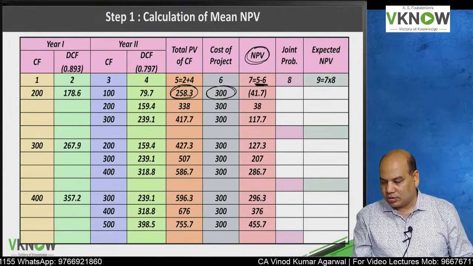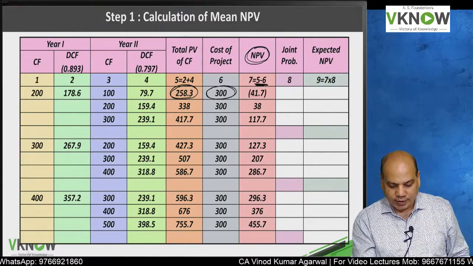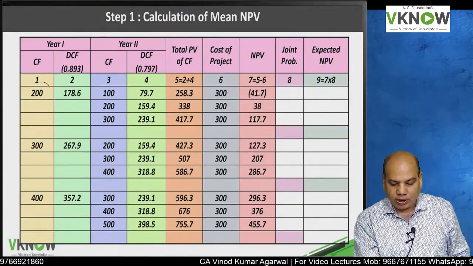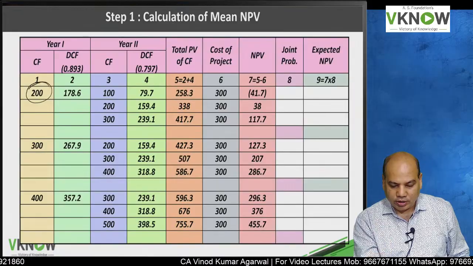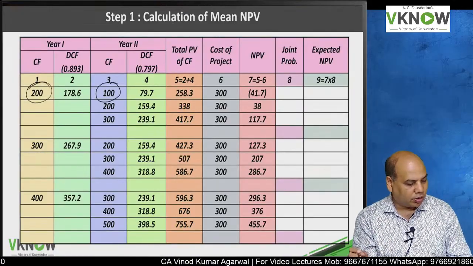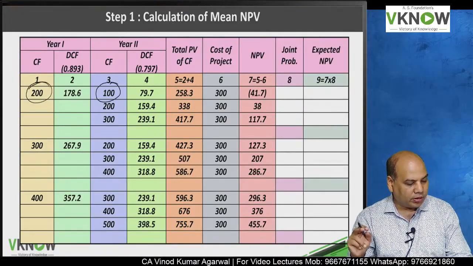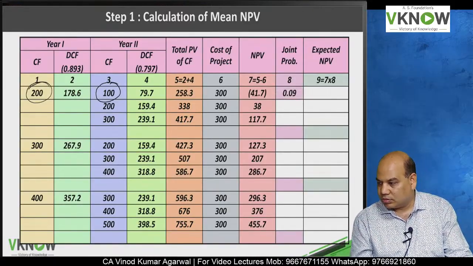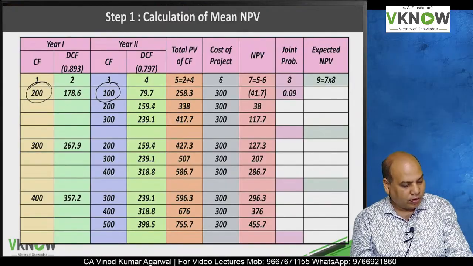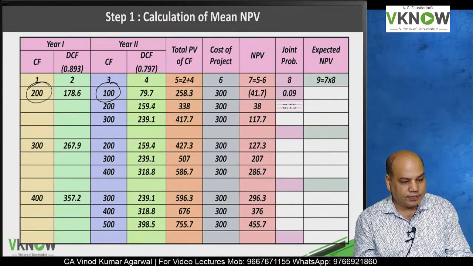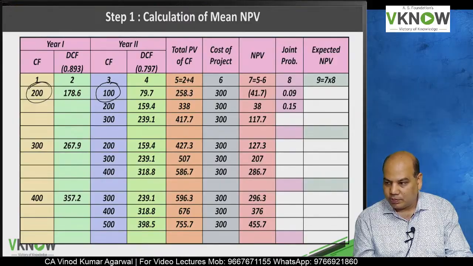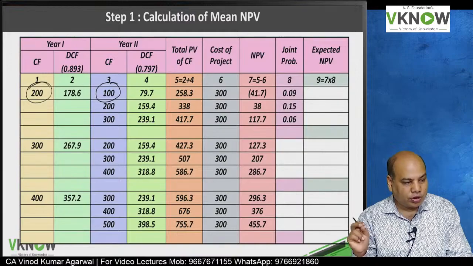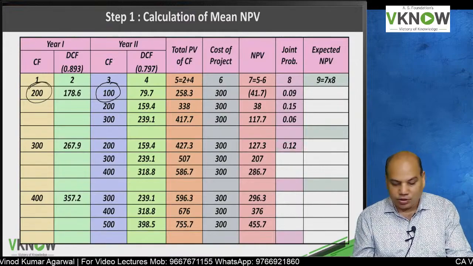Wait. Now the important task is joint probability. Joint probability means probability of getting 200 in year 1 and 100 in year 2. So that will be 0.3 into 0.3. 0.09. Next 0.3 into 0.5. 0.15. Very important question. 0.3 into 0.2. 0.06. Don't miss it. You must practice it today.